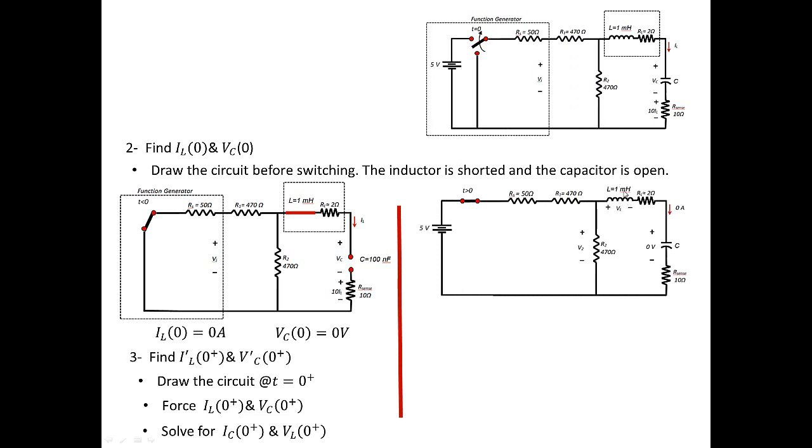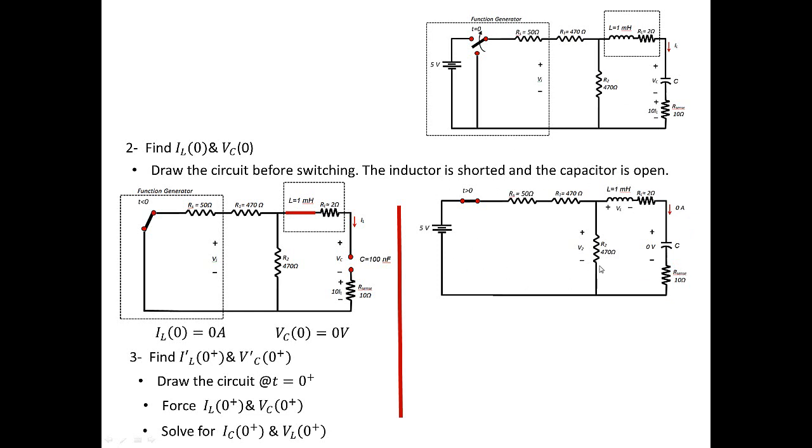Here is our inductor, and the current through this inductor is 0, so I'm forcing 0 amp through the inductor. This is the 2 ohm resistor. This is the capacitor, and I'm forcing 0 volts across the capacitor. And then we have our sense resistor, right? So this is the circuit right after switching.